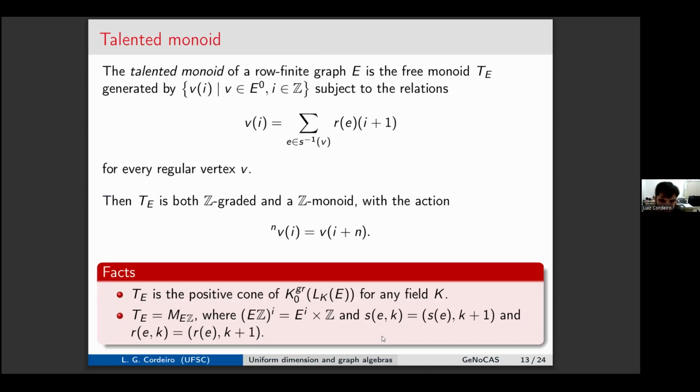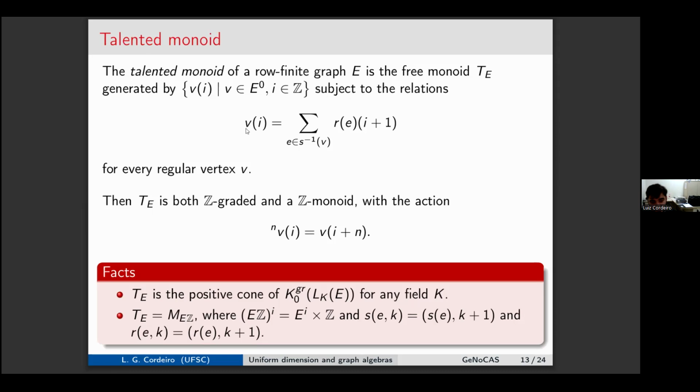And here's a definition that was introduced by Hazrat and a co-author whose surname I cannot really remember now, which is the talented monoid. Juan Li, right? Yes. Which is the talented monoid of the graph. So the talented monoid of a finite graph is the free monoid generated by the vertices of the graph. However, they are marked by integers as well, subject to relations which are very similar to the ones in the graph monoid.